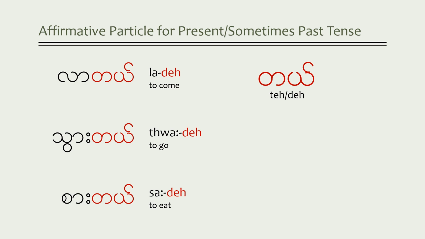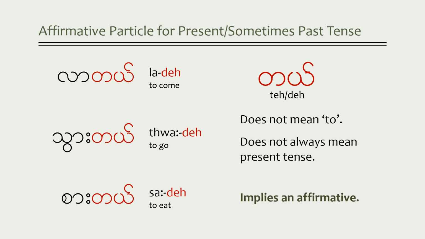Now remember that the particle does not mean to, because to come is included in the root verb la. It also doesn't always mean present tense. It could be past tense as well, but it will never apply to something you'll do or will happen in the future. That's what I'm going to discuss in this lesson.